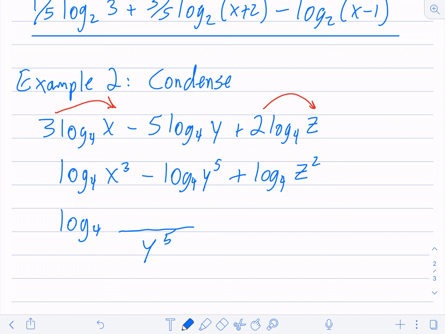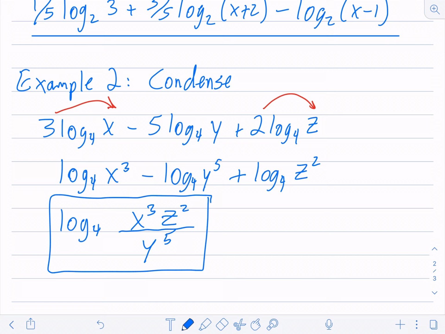And then up top, what am I going to have? Well, I'm going to have x to the 3rd, and z squared. And this right here is my final answer. So look at what I did to condense these three terms, log base 4 of x to the 3rd minus log base 4 of y to the 5th plus log base 4 of z squared. When I combine them into one single log base 4, the x to the 3rd and the z squared go on top, and the y to the 5th goes on the bottom. Why? Because that's a minus and that's a plus. So the plus means multiplied times the x cubed, and the minus means I'm going to be dividing by y to the 5th once they're all in one logarithm.